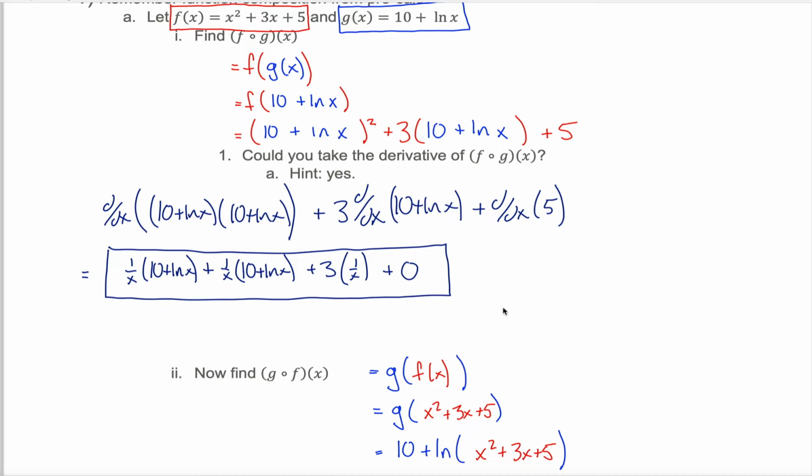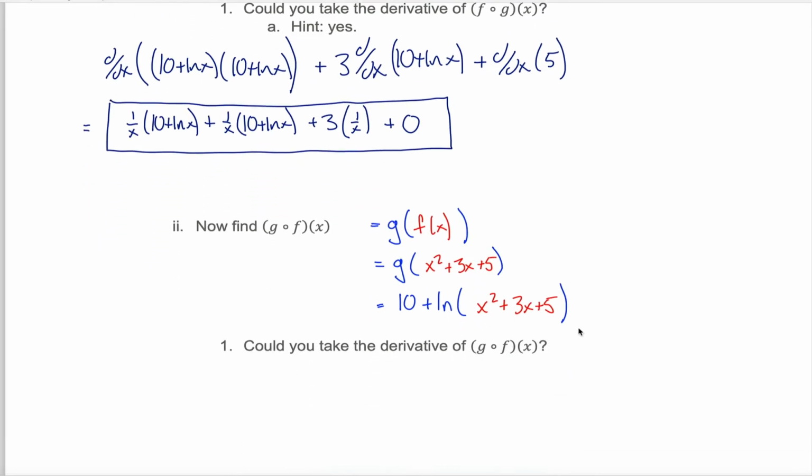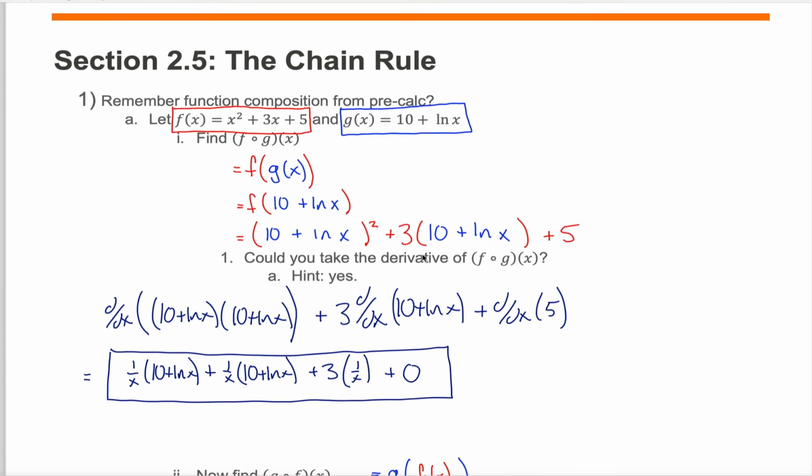And you're like, all right, chain rule wasn't that bad. No, we didn't do the chain rule. We haven't done any calculus at all. This is all just pre-calculus. This is just function composition. I'm just building a function by taking two other functions and putting them together.